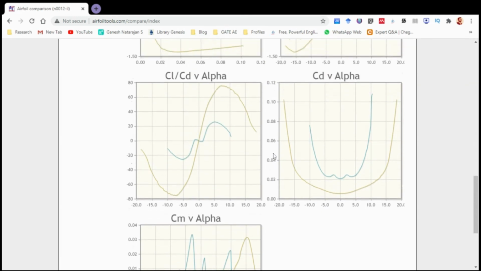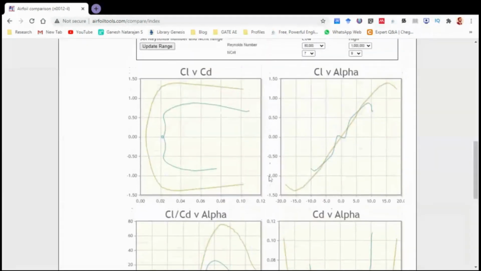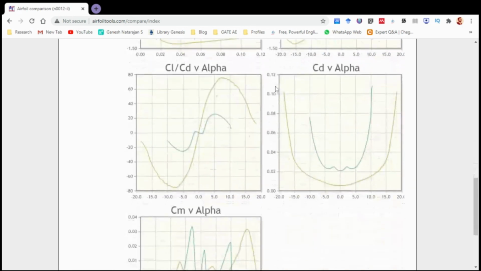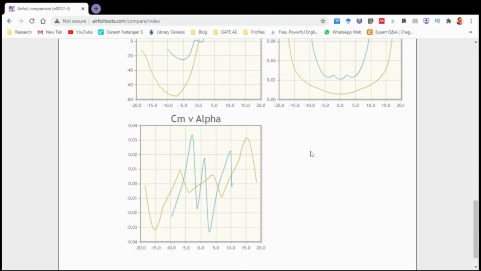So here, as I said, the particular point of interest is the range between which this varies. The lift varies from 0, or a minimum negative, to some particular 1.5 or a maximum of 2, and the drag varies from 0 to some particular value like 0.12. So this is the particular point of interest, and the CM values vary from a negative value to 0.04.